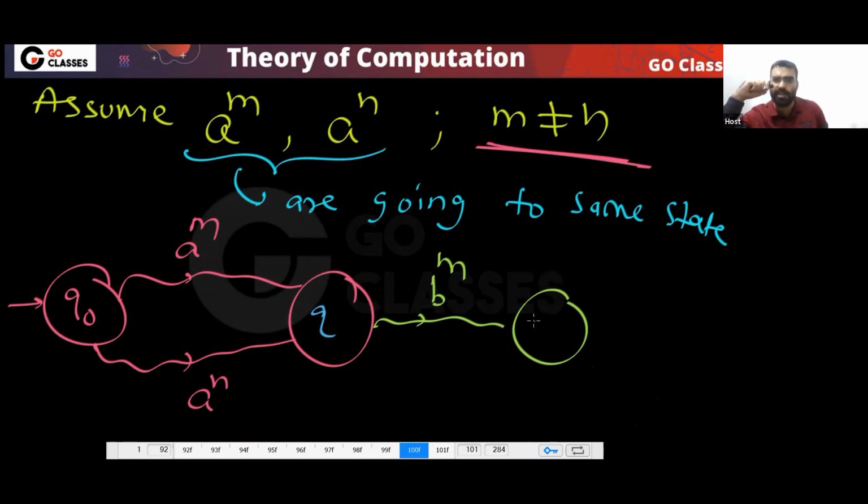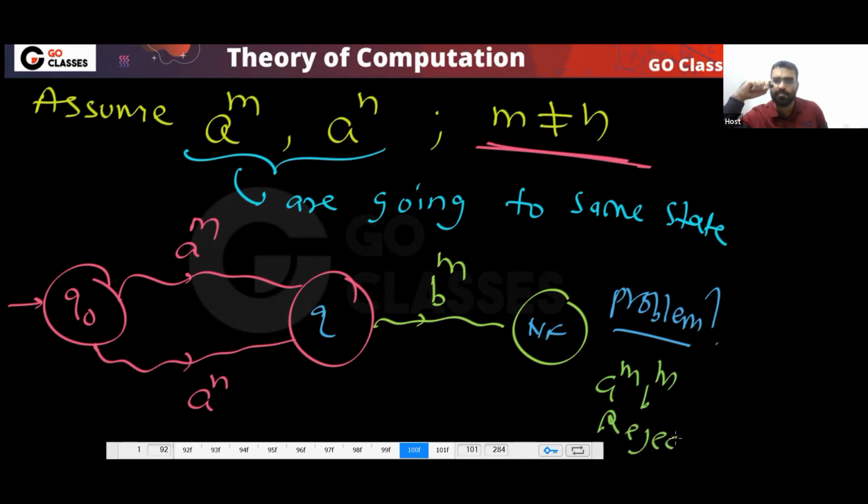And you can notice, if they go to a non-final state, then also there is a problem. What is the problem? The problem is this, that a power m, b power m is rejected. Okay, so you can notice whatever you do, there is a problem.